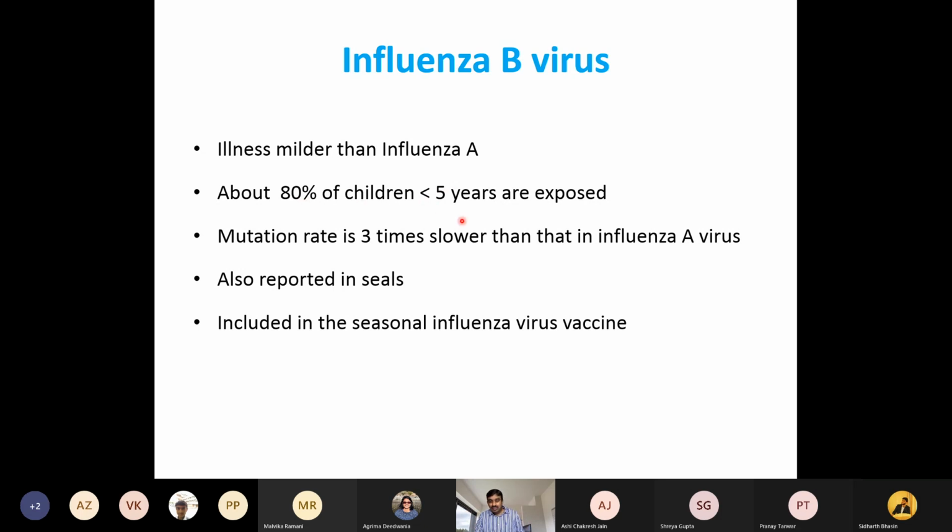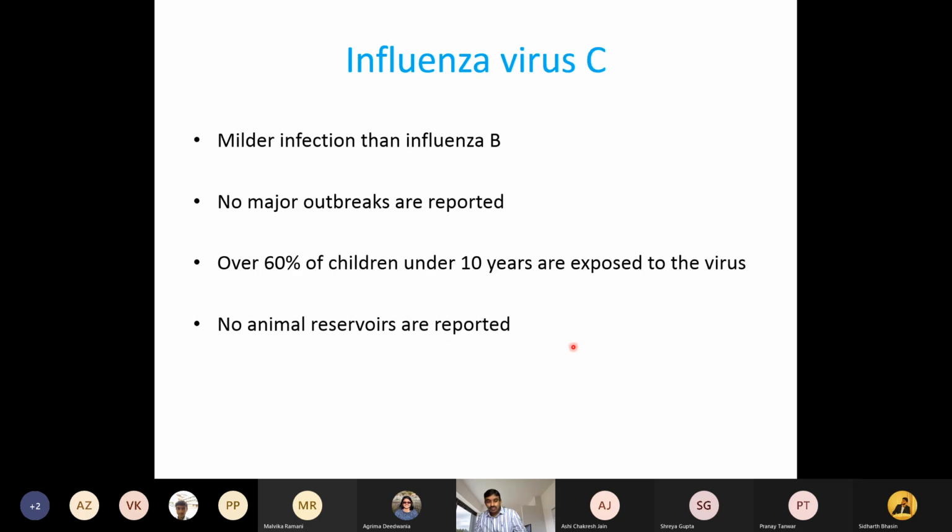And a lot of children under 5 years of age are exposed. Usually they recover well, but there is a small amount of mortality, and that's why this is also included in the vaccine. Okay, so some reports indicate that some seals have it. I read this almost like, I don't know, 7, 8 years ago. But after that, there have not been any more reports. So this is the one exception to the rule that there is no animal reservoir for influenza virus B. And 2 strains are now included in the quadruple vaccine for influenza, 2 strains of influenza B.